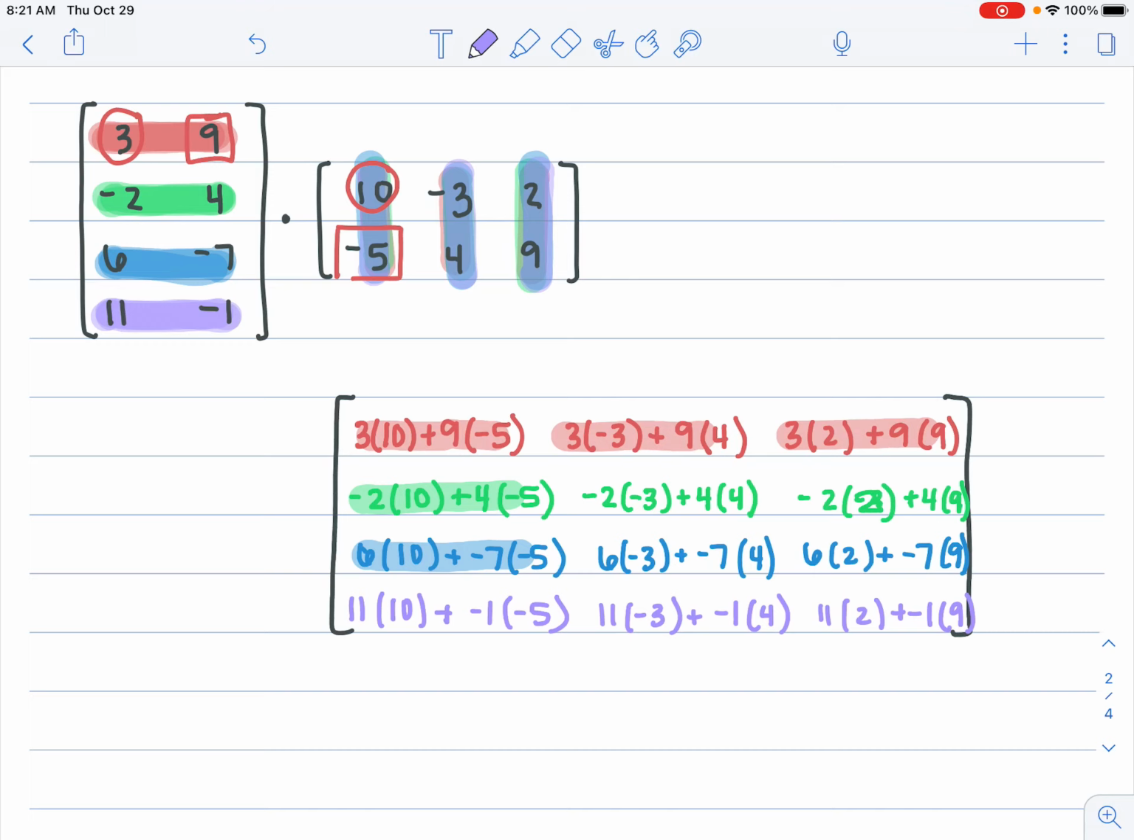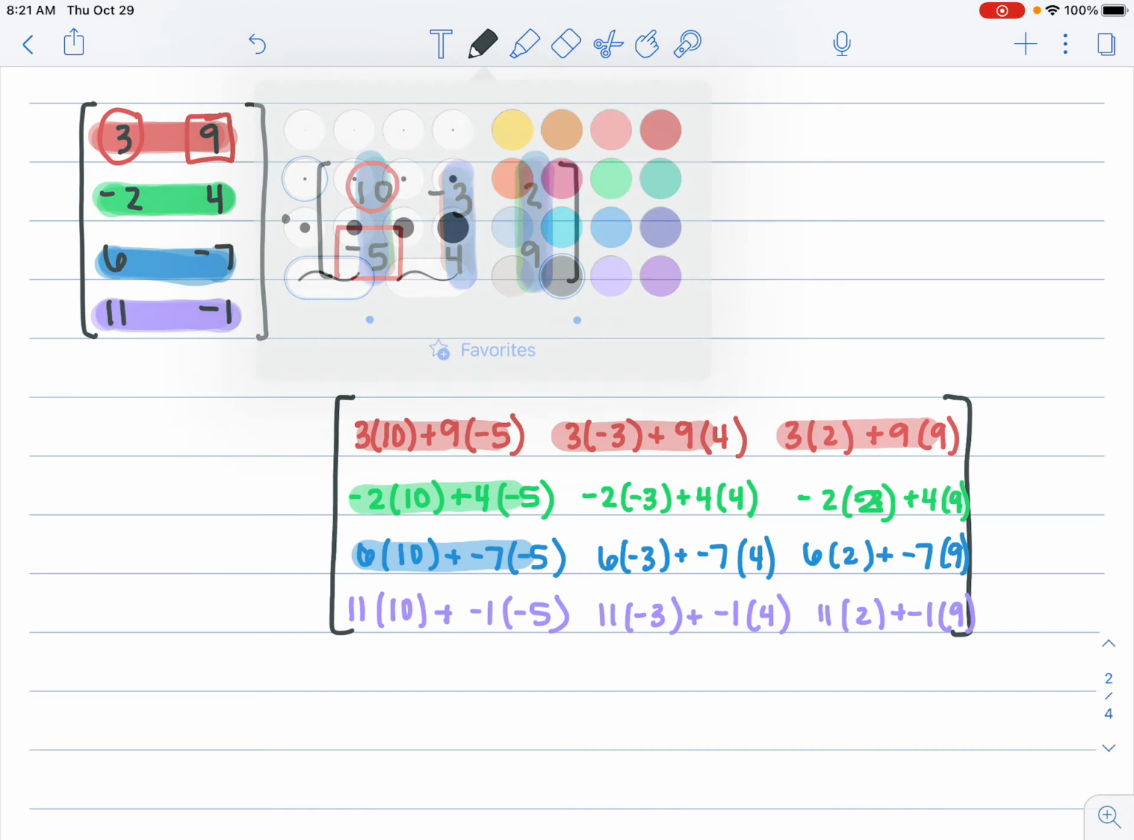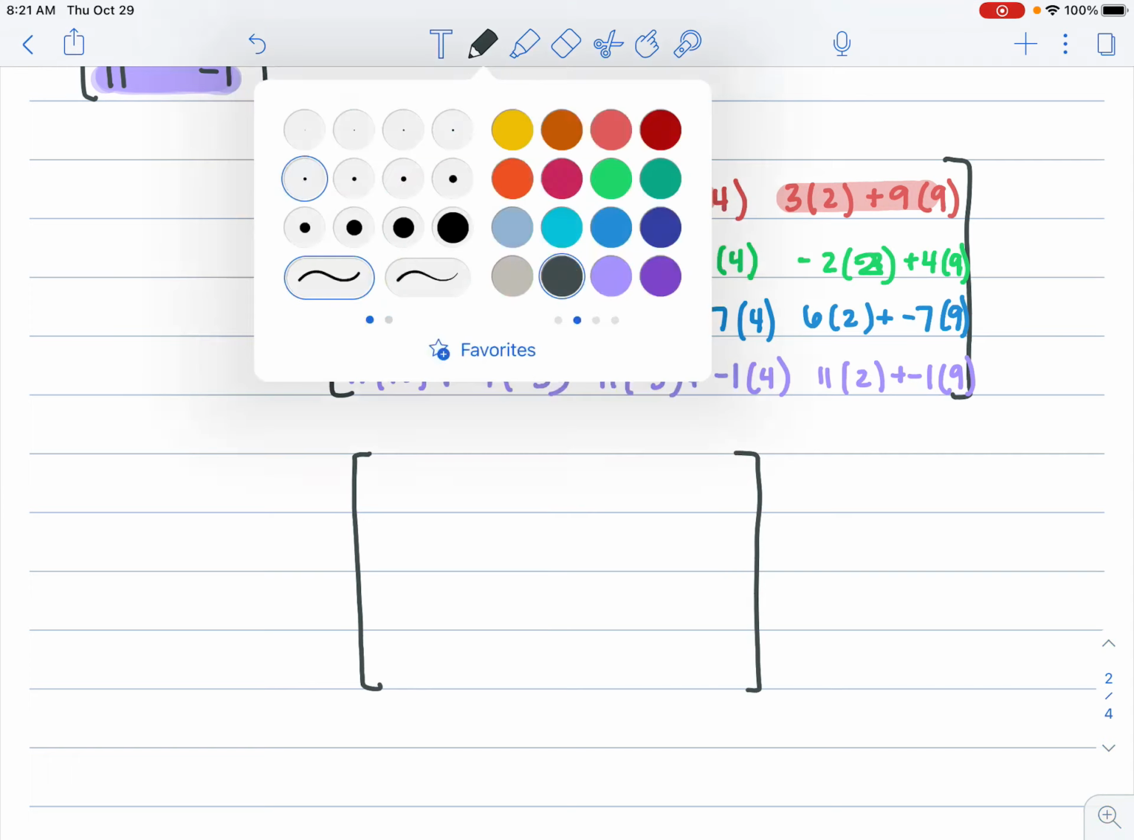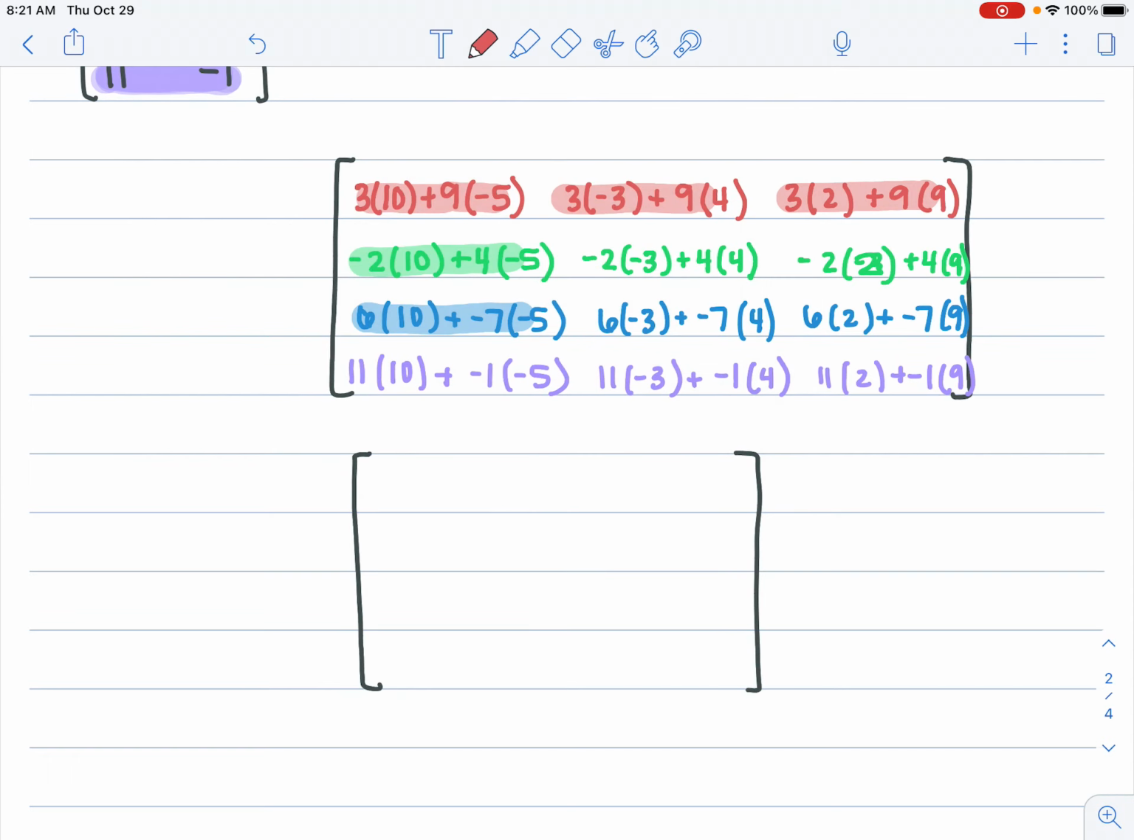Now, the only issue here is it's a pretty ugly matrix. So what we're doing is we're actually going to go in our calculators and type in each of those entries to get the final number there. So I'm going to remake my matrix right down here.